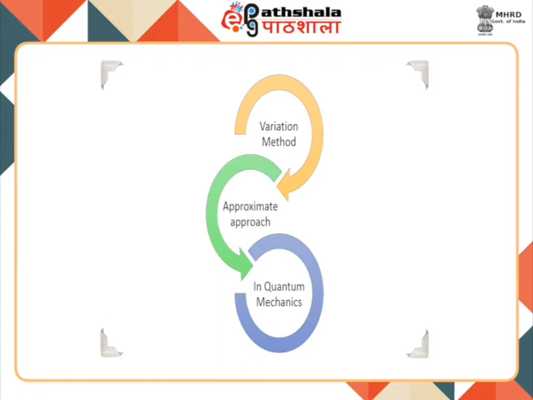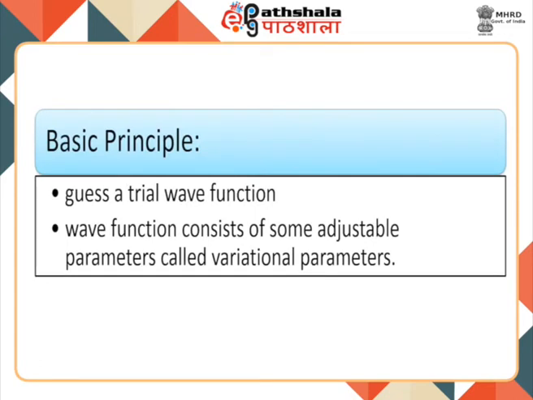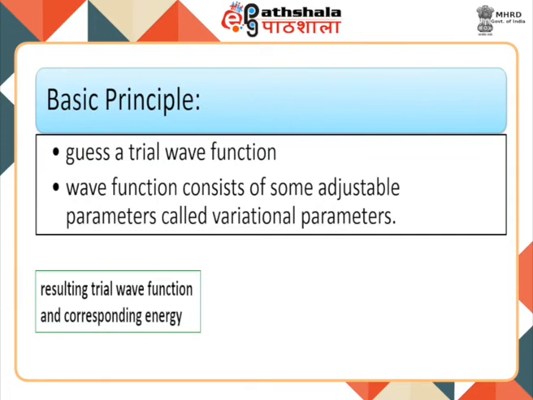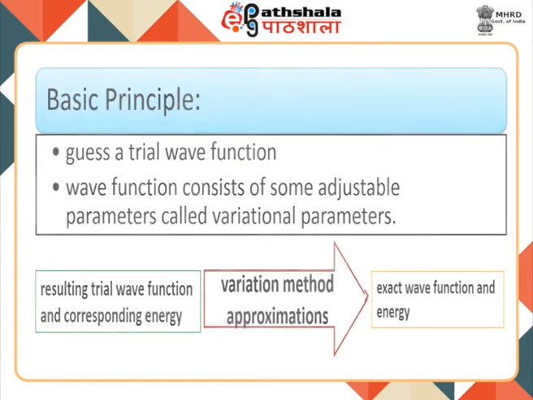eigenvalues of complex systems, let us now quickly look at how the variation method is used to solve the complex problems. The basic principle of variation method is to guess a trial wave function for the problem, which consists of some adjustable parameters called variational parameters. These variational parameters are fixed to minimize the energy of trial wave function. The resulting trial wave function and the corresponding energy are variation method approximations to exact wave function and energy.